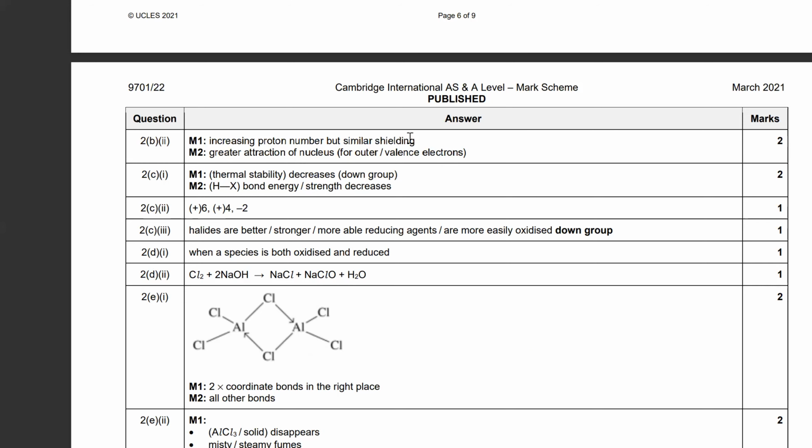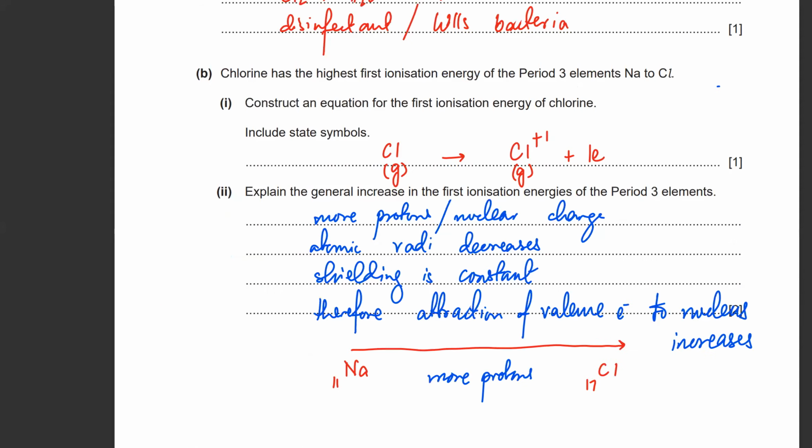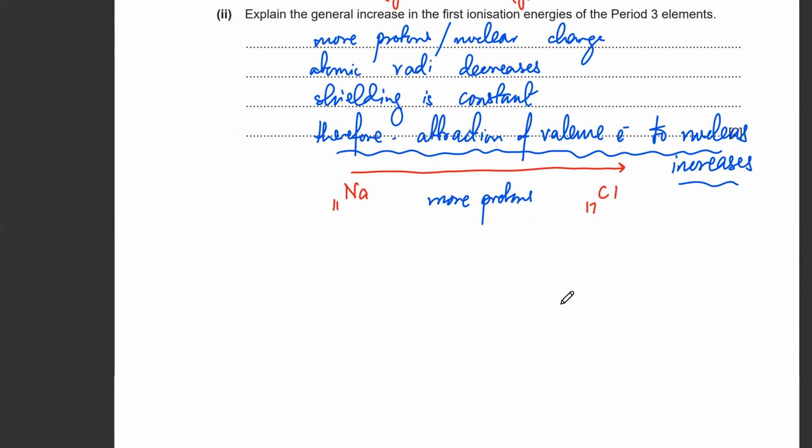Although the distance part was also correct, no marks were given for that. So make sure you add this statement, especially when you're not just listing the factors or the reasons. Make sure you add this statement at the end always. Is this clear? The last question.